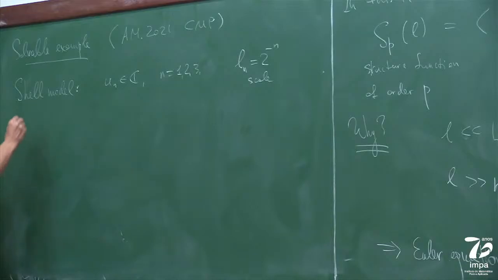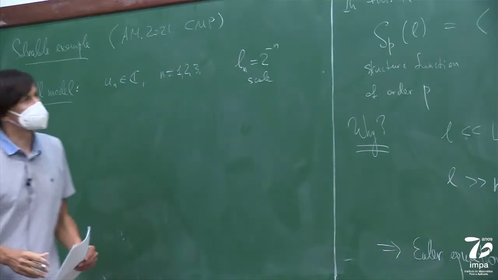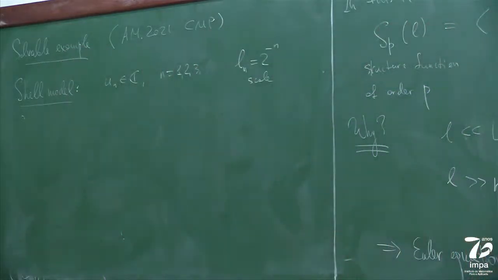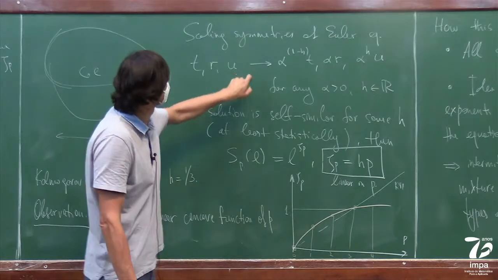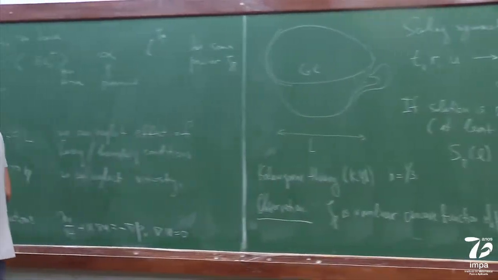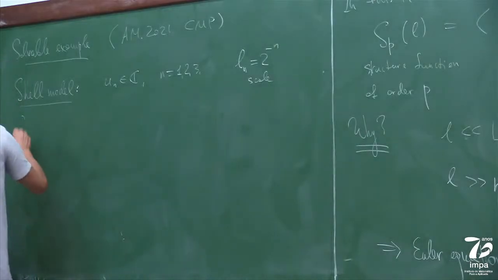And then what we will incorporate into this model is the symmetry. We want to see the interplay between the symmetries and the intermittency. So we incorporate the scaling symmetry.